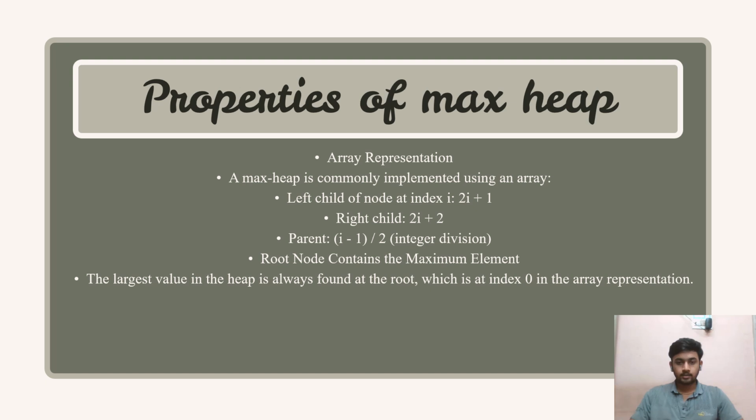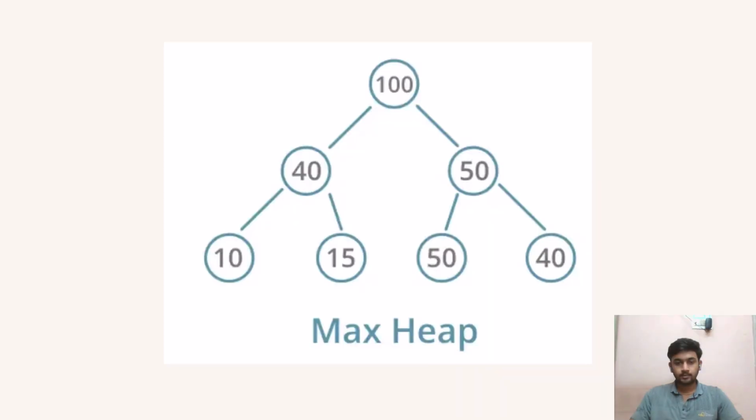So array representation: left child of node at index i is 2i plus 1 and right child is 2i plus 2. Parent is at index (i minus 1) by 2 and root node contains the maximum element. The largest value in a heap is always found at the root, which is at index 0 in array representation. So this is the max heap where the root element contains the maximum element, that is 100.